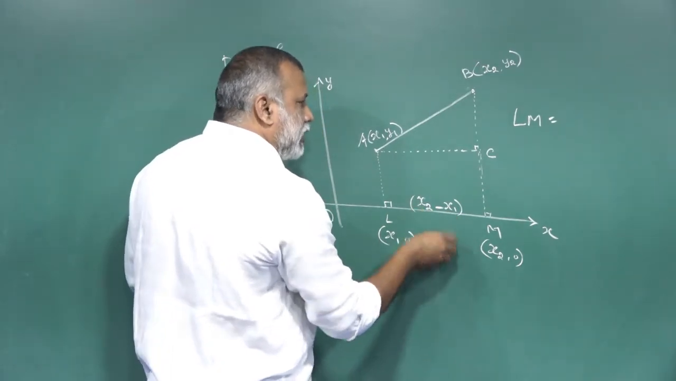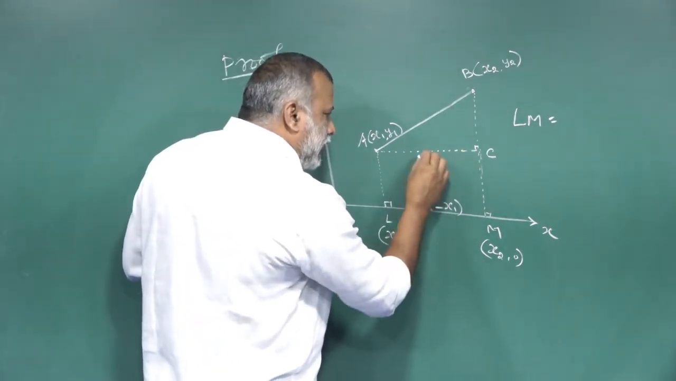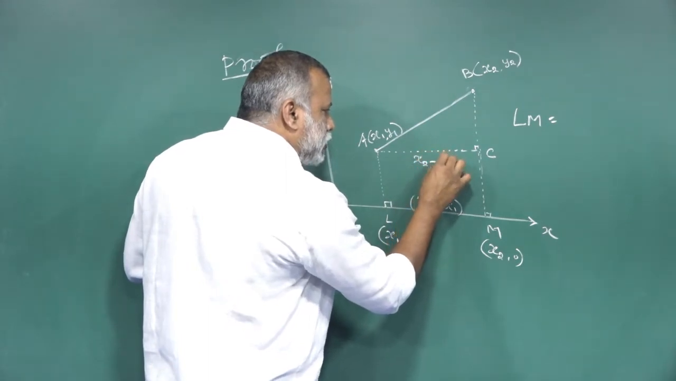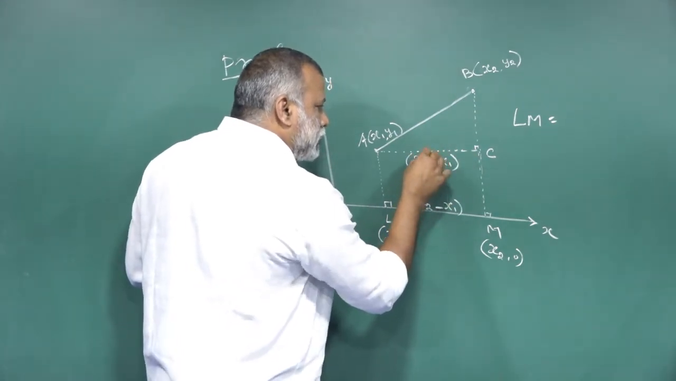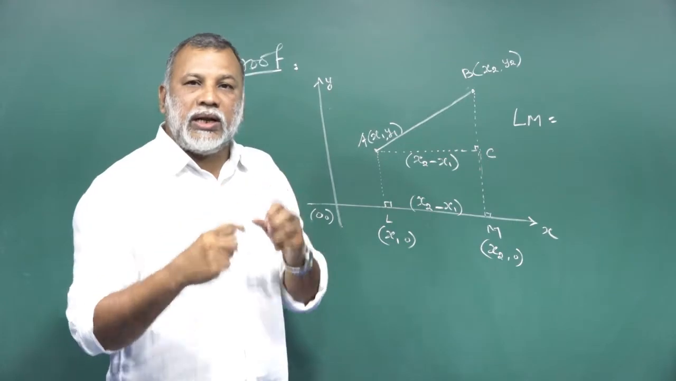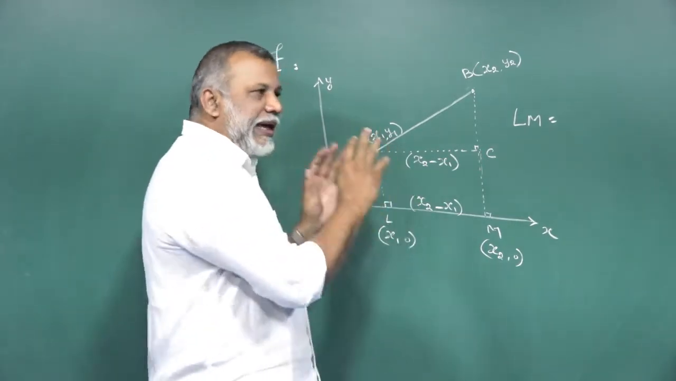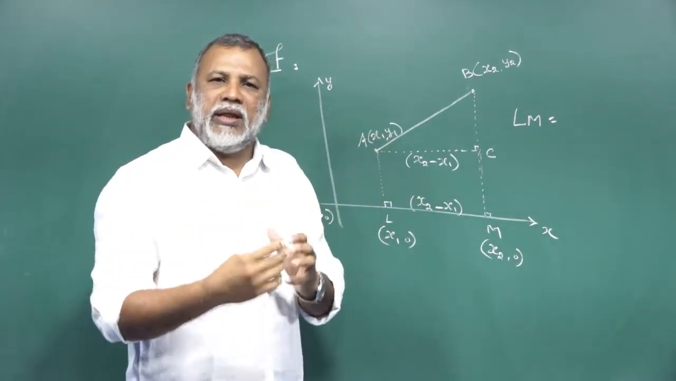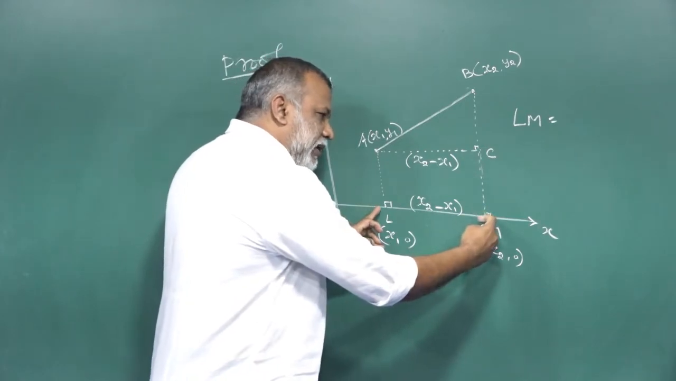x2 minus x1. Therefore, it is also equal to x2 minus x1. See, analyzing. You have to analyze everything. So, from the diagrammatic explanation, you can get many ideas. So, this is x2 minus x1.